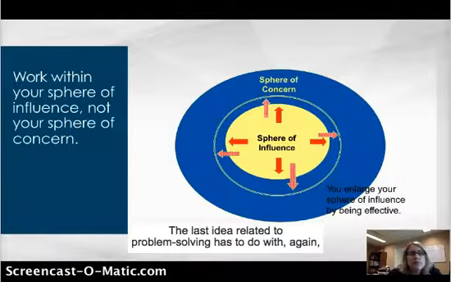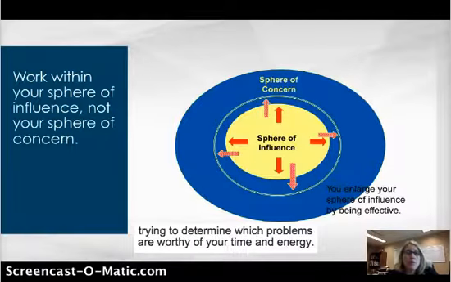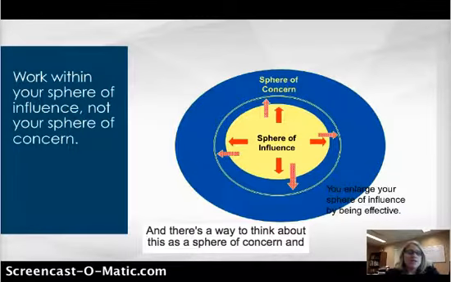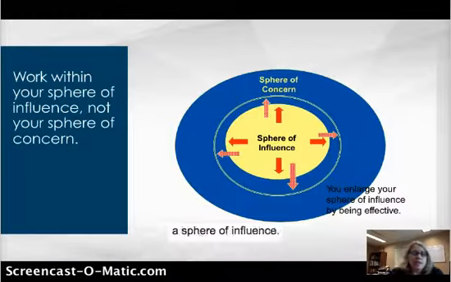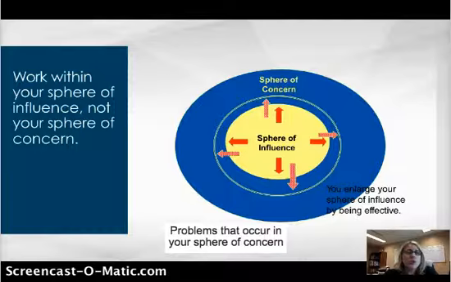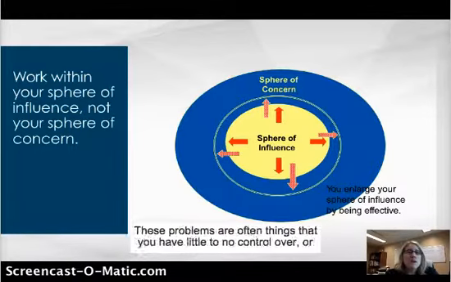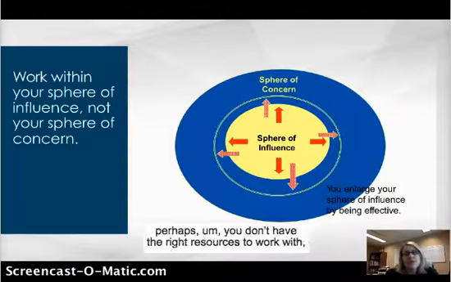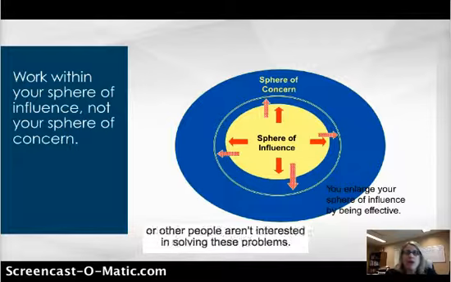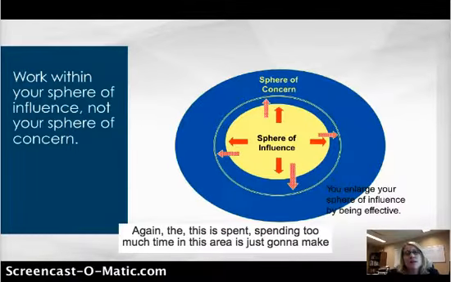The last idea related to problem solving has to do with, again, trying to determine which problems are worthy of your time and energy. And there's a way to think about this as a sphere of concern and a sphere of influence. Problems that occur in your sphere of concern are those that will waste your time and energy. These problems are often things that you have little to no control over, or perhaps you don't have the right resources to work with, or other people aren't interested in solving these problems. Again, spending too much time in this area is just going to make it so that you waste your own time.